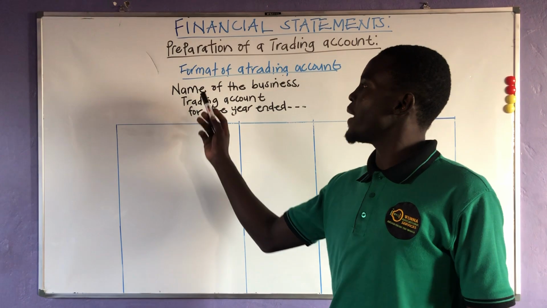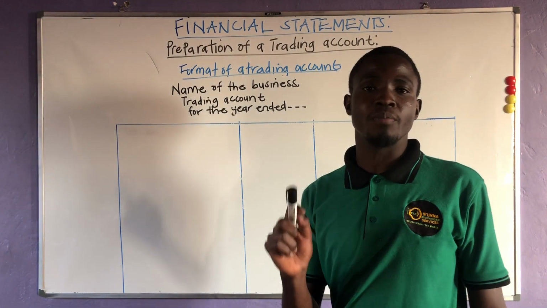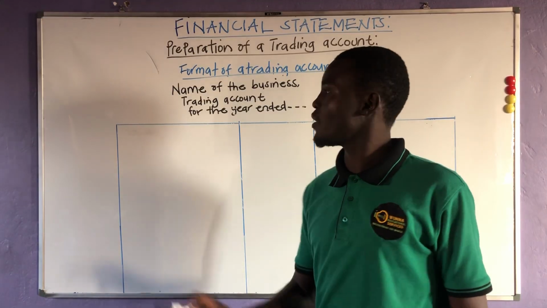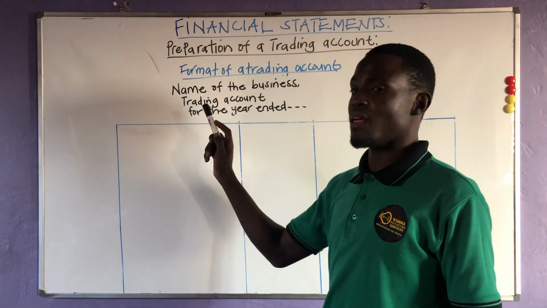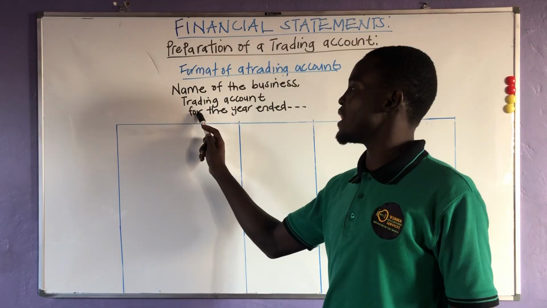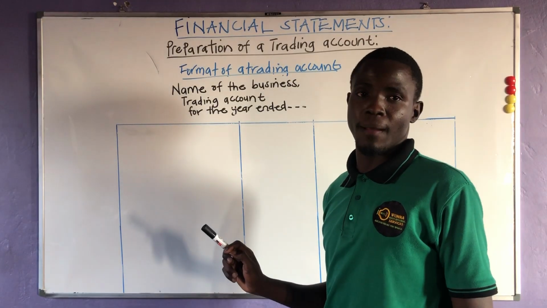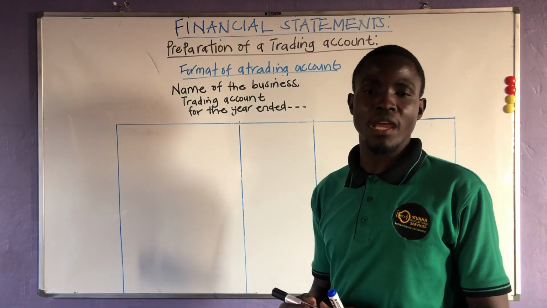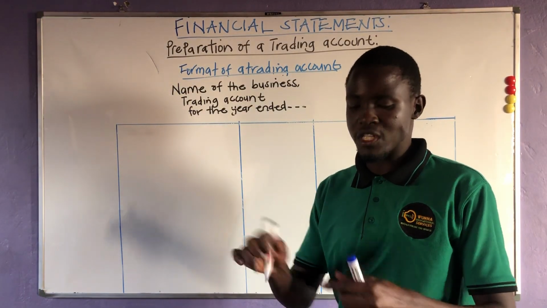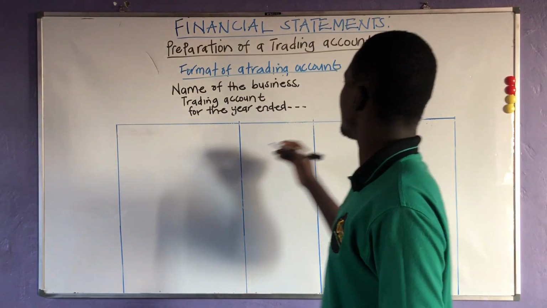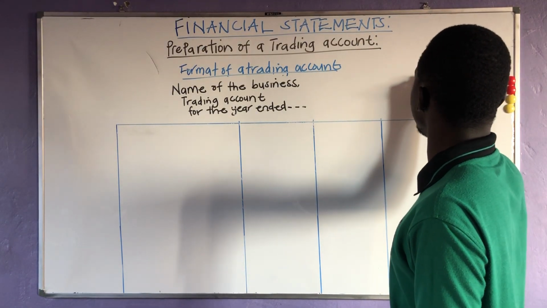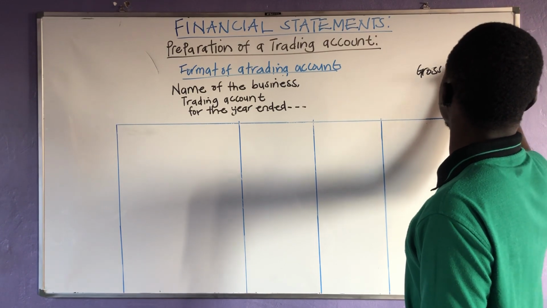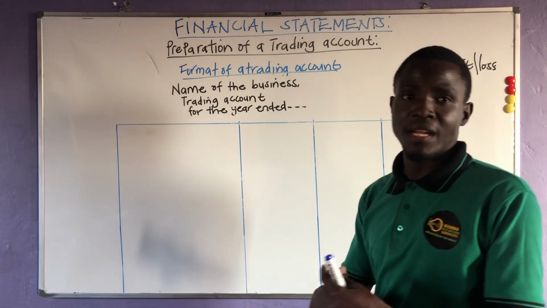Before we prepare any financial statement, we always begin with the title. The title is always written on 3 lines: the name of the business, the name of the account, and the year it is ending, like I've written one here. Remember that in a trading account, we are trying to find the gross profit or gross loss of the business. That is our main aim.